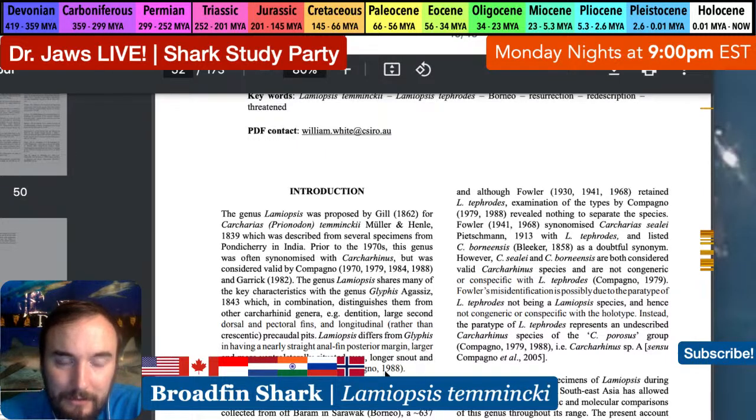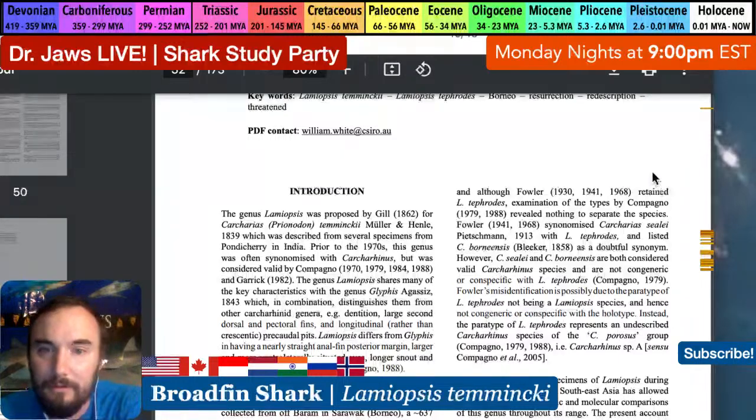Fowler did not define the characteristics to distinguish Lamopsis tephroides from Lamopsis temmincki. Garrick and Schultz in 1963 synonymized Lamopsis tephroides with Lamopsis temmincki. And although Fowler retained Lamopsis tephroides, examination of the types by Compagno revealed nothing to separate the species.